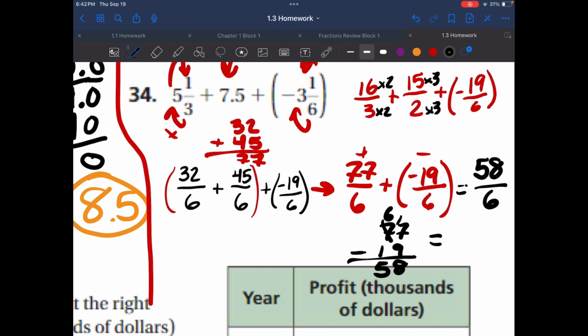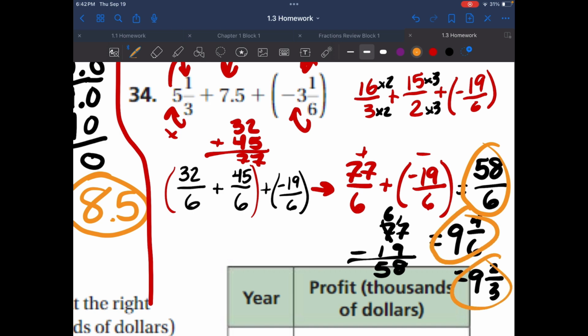My mixed fraction, I need to know how many times does 6 go into 58? It goes in 9 times. How many are left over? Well, that would be 4/6. If you really want the simplified versions, you could take 4/6, that's just 2/3. If you had 58 over 6, that's a great answer. 9 and 4/6 is better. 9 and 2/3 is the best.